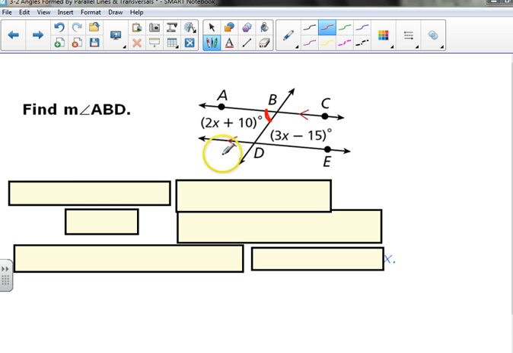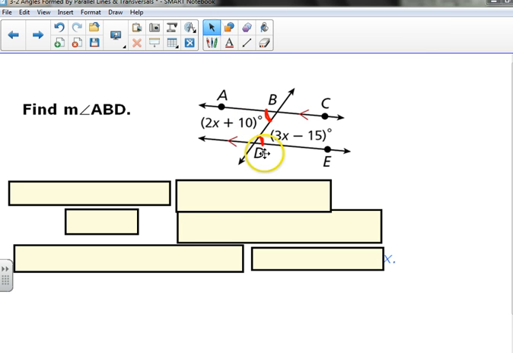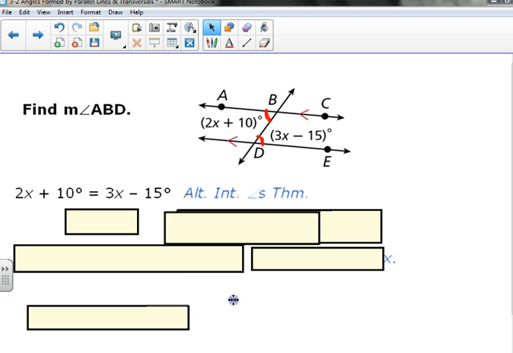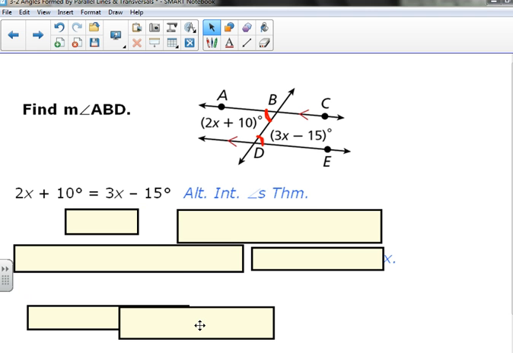And so this 2x plus 10 actually goes with the angle we're looking for. And the 3x minus 15, do you see it goes with this angle here? Okay, so what can we say about these two angles? Sydney, what can we say? Good, they are equal due to what? Alternate interior angles, good. So they are equal because they are alternate interior angles.